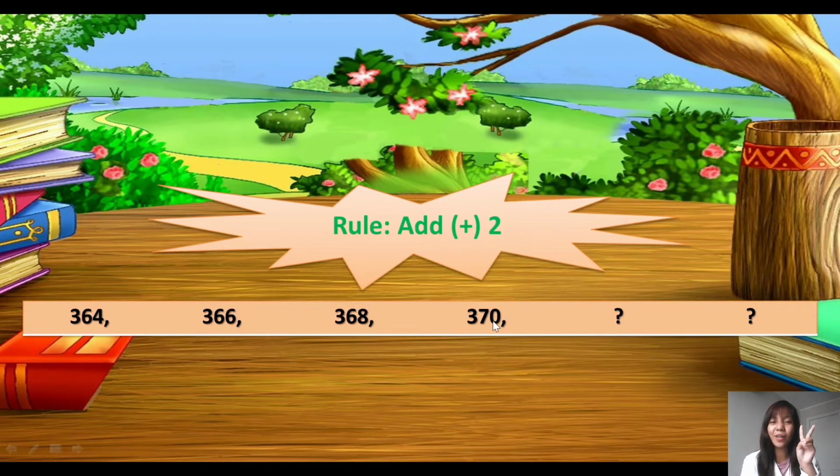Now, I think you know already what is the next number here. Okay, 372. Very good. How about the next here? The next number. What is the next number? From 372 plus 2, how much? 374. Very good. So this is the example of the number sequence. So again, you have to think the rule so that you can answer. Okay, so that you will know the next numbers in the number sequence.